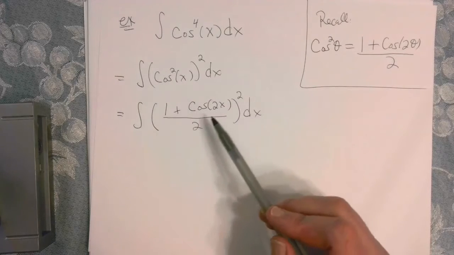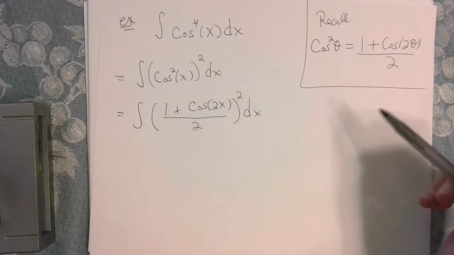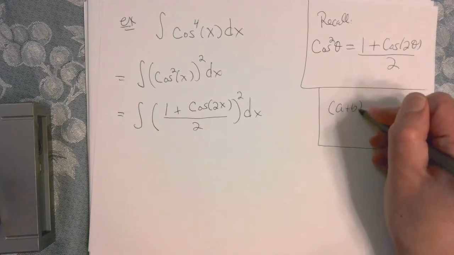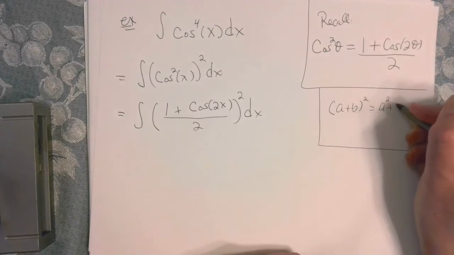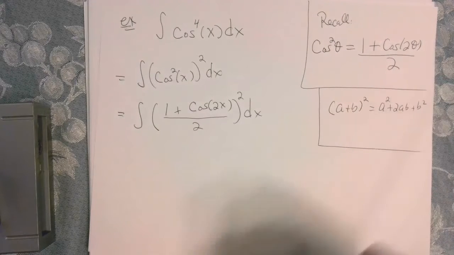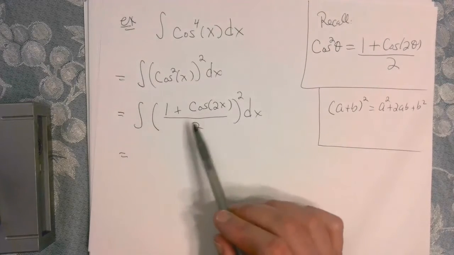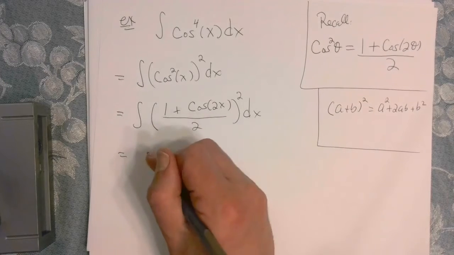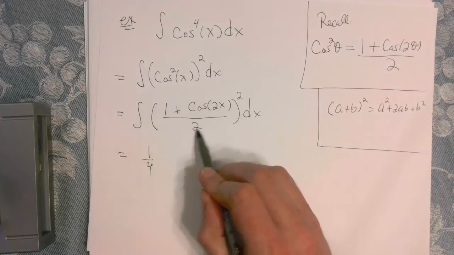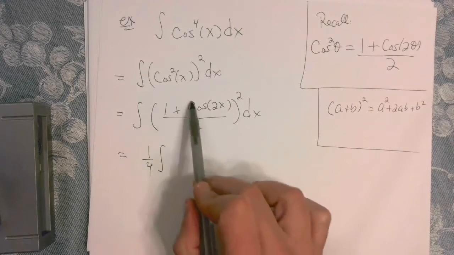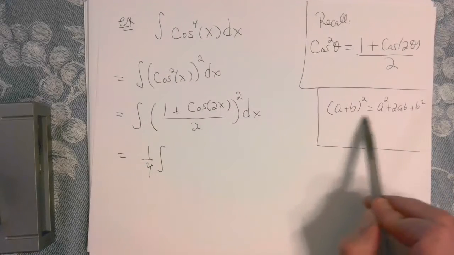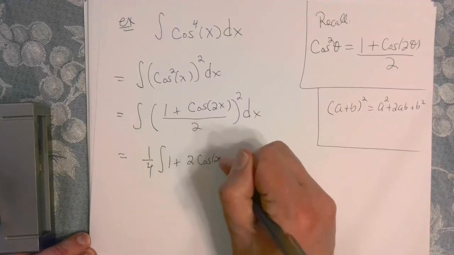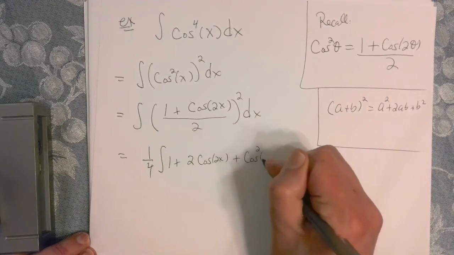And we know how to square a fraction, right? To square a fraction means you square both the top and the bottom. And of course, we want to recall our favorite, how to square a binomial. So that's a squared plus 2ab plus b squared. Now the denominator here, that's going to be a 4 in the denominator after I square that. I'm going to factor that out. So that's going to give me a 1/4 in front. And now I'm going to square this carefully using this. So that's going to give me 1 plus 2 cosine of 2x plus cosine squared of 2x.